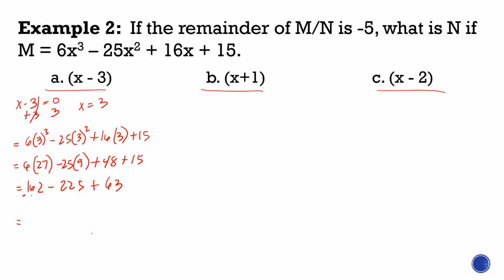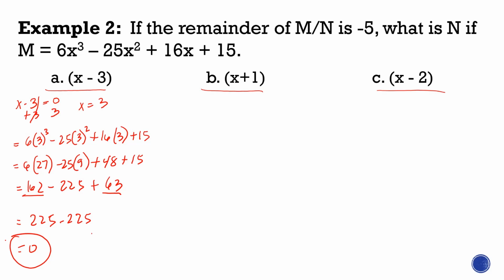So let's add the positive integers first. 63 plus 162 is 225, minus 225, which is equal to 0. So x minus 3 is not the answer because there's no remainder if we divide m by x minus 3.